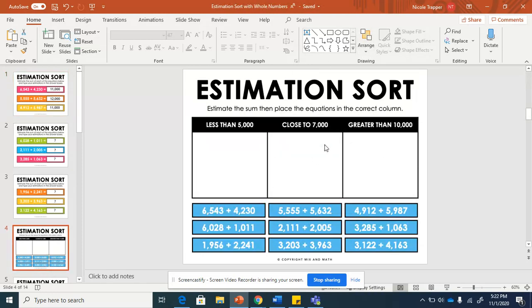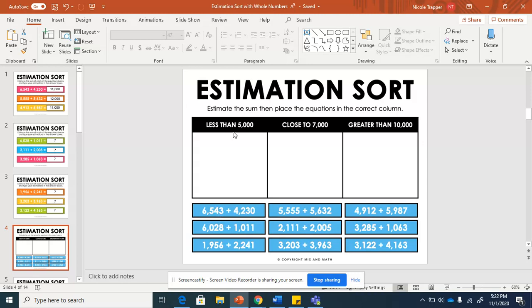The next type of problem you will see in this activity is the estimation sort. So you'll look down here at these blue boxes and then solve these by estimating them to the nearest thousand as well. So I'm going to show you this first one, 6,543 rounds to 7,000 because of the 5 in the hundreds place. And then 4,230 would round down to 4,000. So this one is saying 7,000 plus 4,000, which is about 11,000. So I put it into one of these categories.